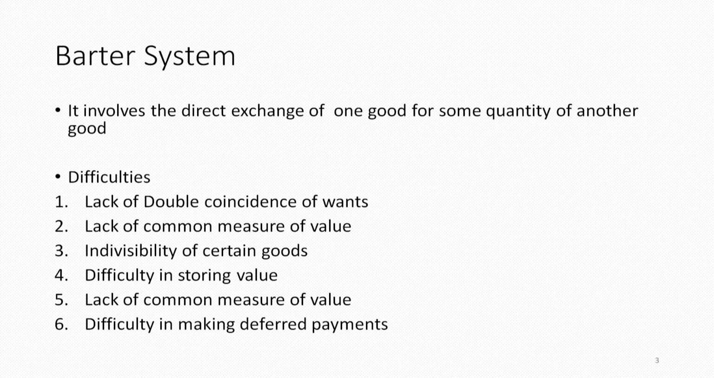So what we were discussing was the barter system. Barter system is basically the exchange of commodity with commodity, which involves direct exchange of one good for some quantity of another good. Suppose I have a cow and I want a horse, then I should go and find a person who has a horse, and in return that person wants a cow too. Thus, one commodity is exchanged for another.